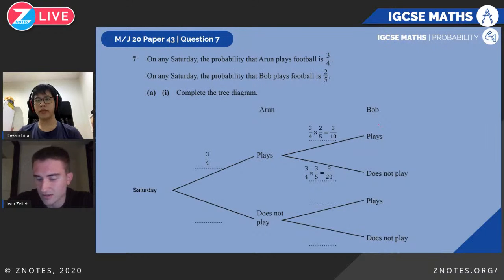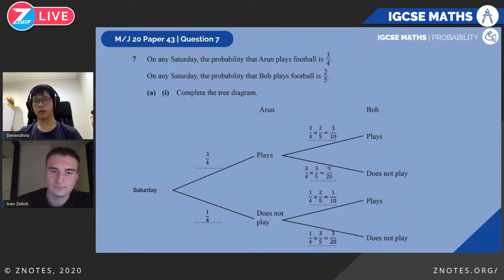which is 9/20. Now the probability that Arun does not play is 1/4, and the probability that Arun does not play but Bob plays is going to be 1/4 times 2/5, which is 1/10. And again, the probability that they both do not play is going to be 1/4 times 3/5, which is 3/20.